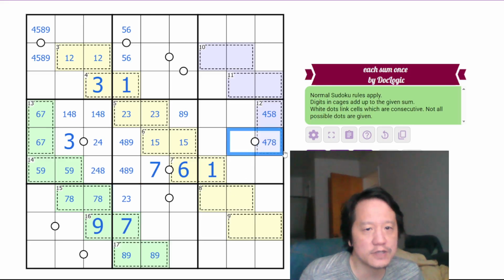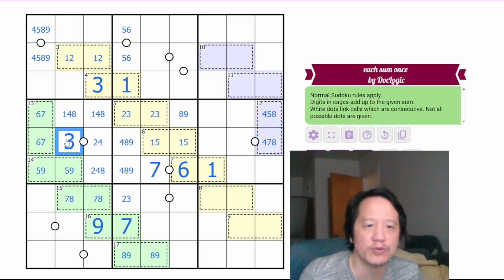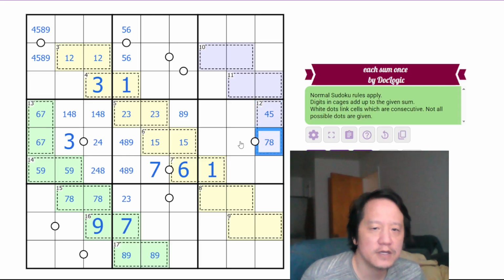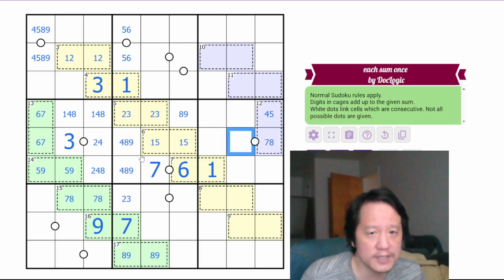These digits are consecutive. 4 can't be here because that's only consecutive with 3 or 5, but we have a 3, 1, 5 pair in the row. So that eliminates possibilities for 3 and 5 there. So this can't be 4, which means this can't be 8. If this is 7, this can't be 6 because that would eliminate all possibilities for cells there. So if this is 7, this has to be 8.